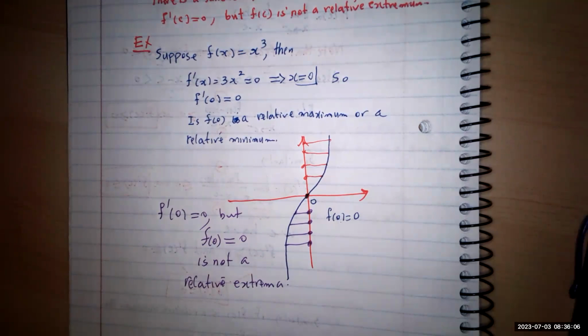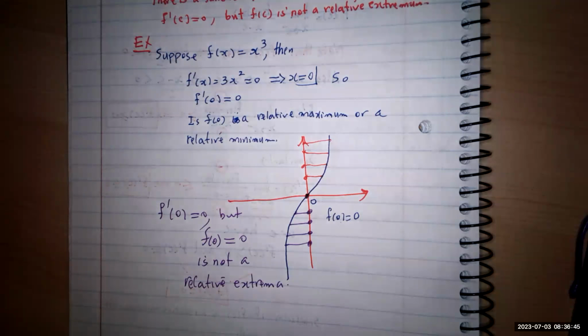So what does it tell you? It tells you that the results of the Fermat theorem, f prime of c equal to 0 and f prime of c does not exist, are the candidates for the maximum and the minimum. So first you have to find them, then you have to investigate them. That investigation means we need more theorems, and those are coming. We're going to use two different tests. One is called the first derivative test, the other is called the second derivative test.